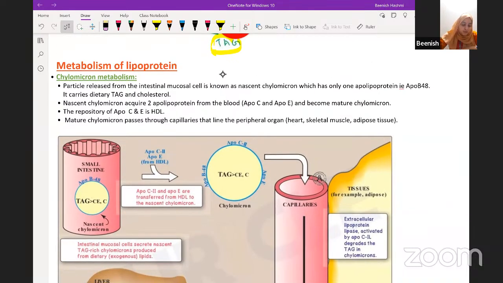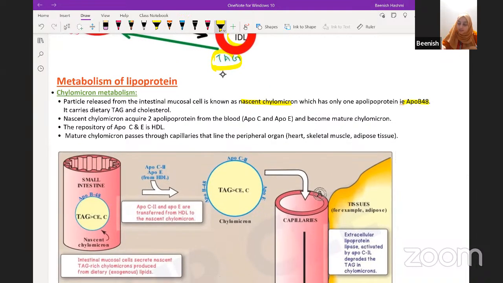So the particle released from the intestinal mucosal cell is known as nascent chylomicron, which has only one apolipoprotein, that is ApoB48, and it carries dietary TAG and cholesterol. As we know, chylomicrons are involved in the transport of dietary TAG. Whatever TAG you've had exogenously will be present in your intestine, so they are assembled in the chylomicron.